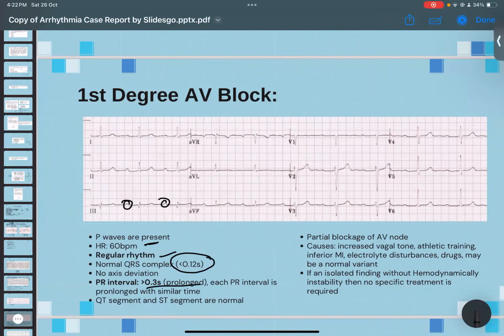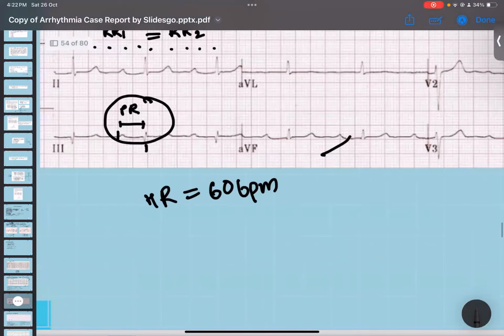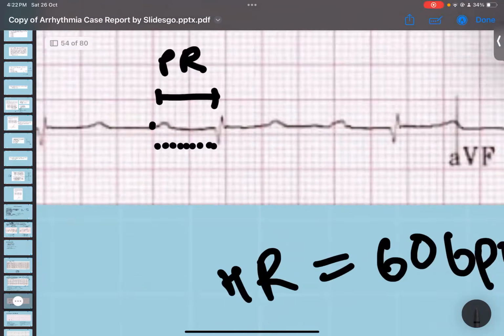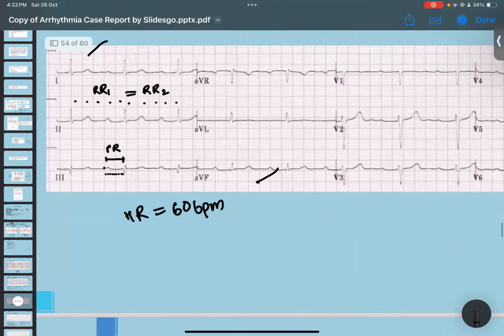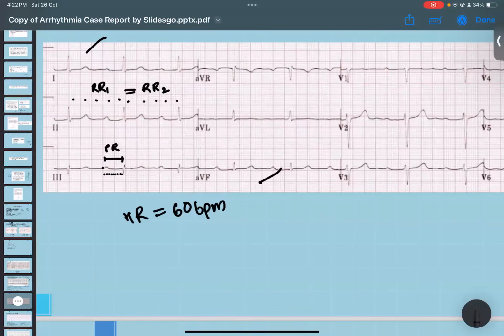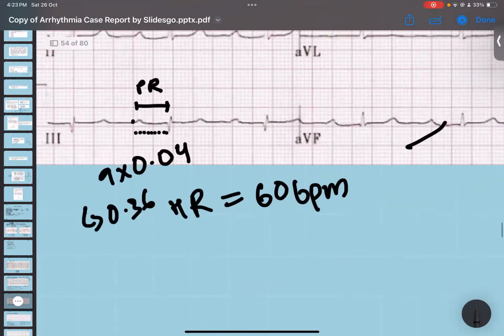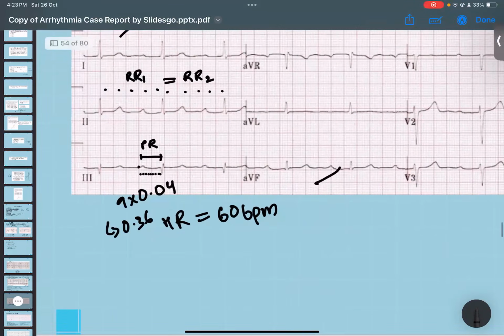And each PR interval, as you can see, by 0.3 seconds, I meant that you start from here, right? So 1, 2, 3, 4, 5, 6, 7, 8, 9. So it's about, wait, give me a second. Yeah, so it's about 0.36 seconds long, okay? 9 times 0.04 would be about 0.36 seconds. So it's about 0.36 seconds long, pretty long, right?